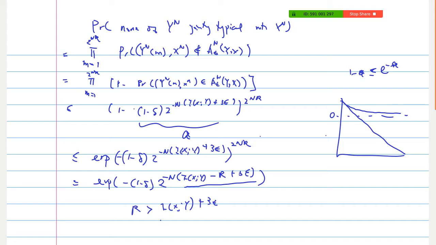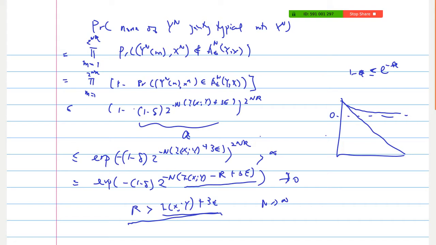We want this R to be bigger than this guy. Then this S3 will go to infinity because there's a minus sign here as well. Yes, the whole thing goes to infinity. But of course, this part is exponential minus this infinity thing, so this will go to zero. You mean the whole thing goes to zero? Yeah, it will go to zero as this is bigger than or equal to I(X;Y) and n goes to infinity.